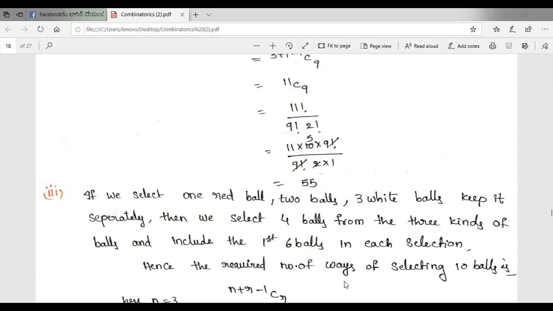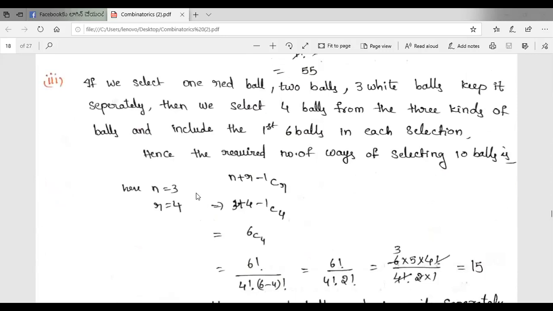So hence the required number of ways of selecting 10 balls: here n is equal to 3. Okay, r is equal to how many balls we have to select from 3 boxes, 4. So r is equal to 4. So n plus r minus 1 C r, so 3 plus 4 minus 1 C 4, so 6 C 4. When we calculate this, we get 15 ways. In each selection, the first 6 balls are common and the remaining 4 are selected in this way. Okay.